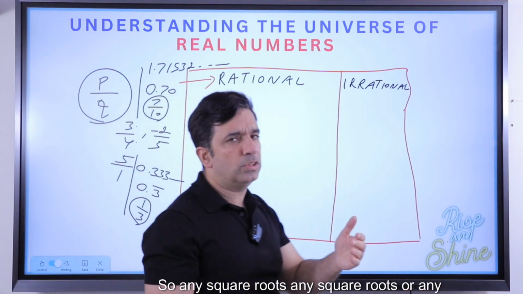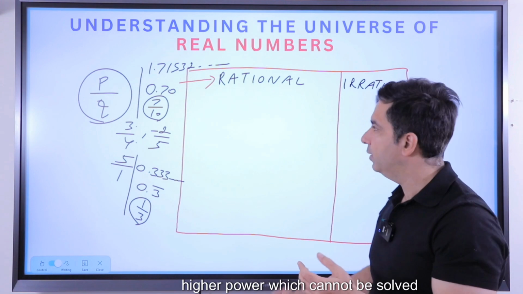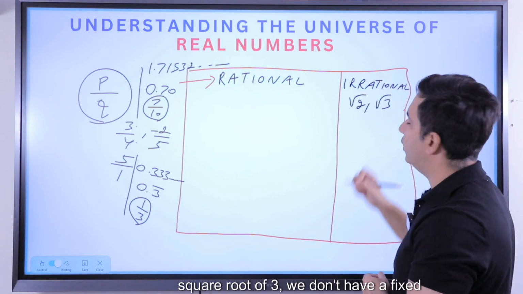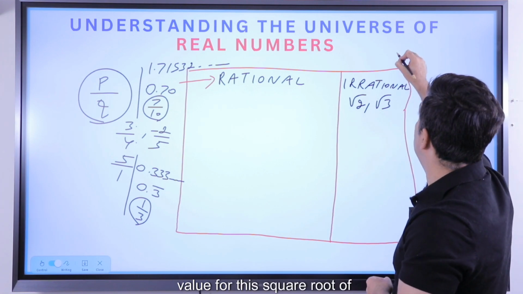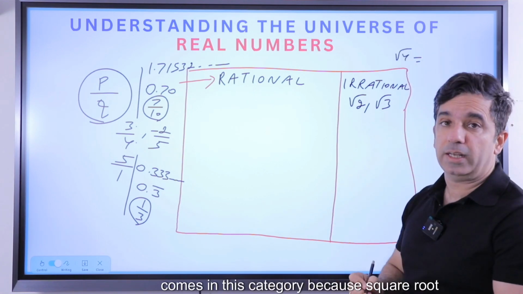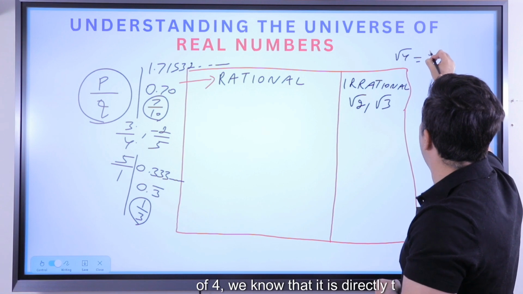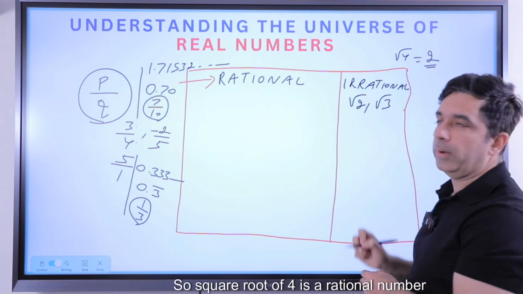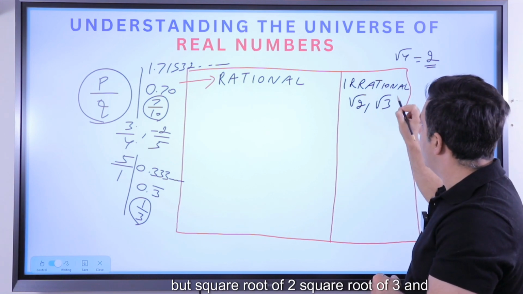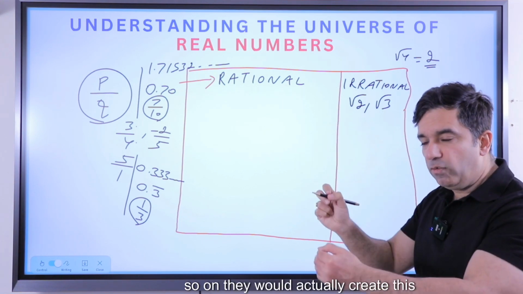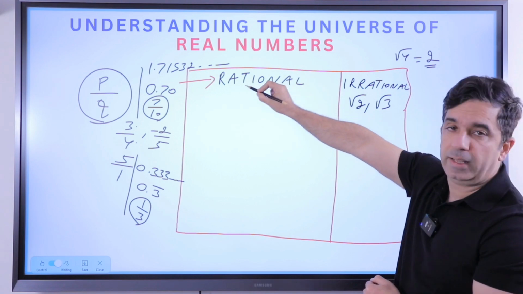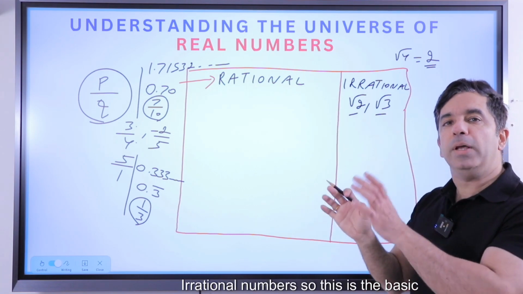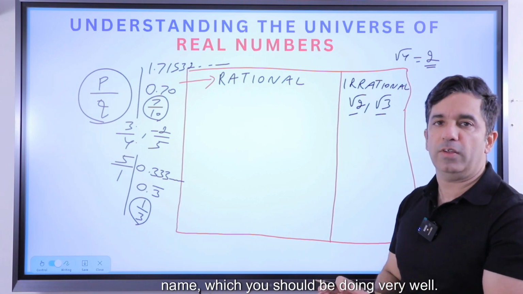So any square roots or any higher power which cannot be solved completely. For example, square root of 2, square root of 3. We don't have a fixed value for this. Square root of 4 does not come in this category, because we know that it is directly 2. So square root of 4 is a rational number, but square root of 2, square root of 3 and so on would create this format exactly. So they are irrational numbers. So this is the basic name which we should be knowing very well.